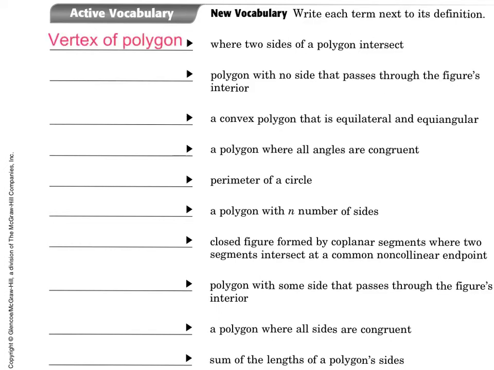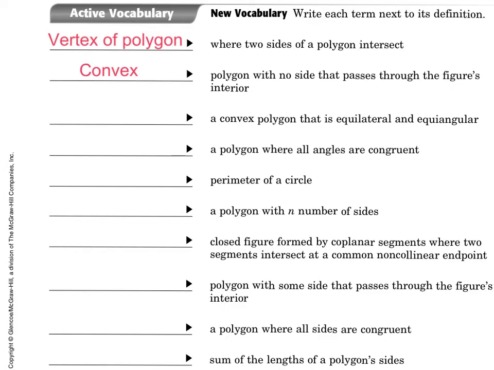First off, the vertex of a polygon is where the two sides of a polygon intersect. Now that's kind of the fancy way. We'll just call it the corner or angle, but that's technically what it's called. Next, the polygon with no sides that passes through the figure's interior is a convex polygon.